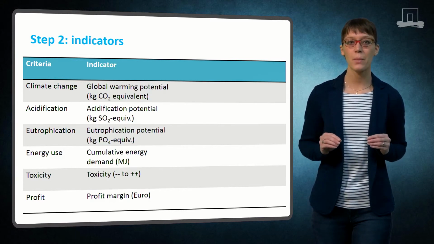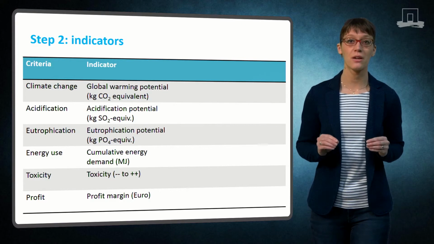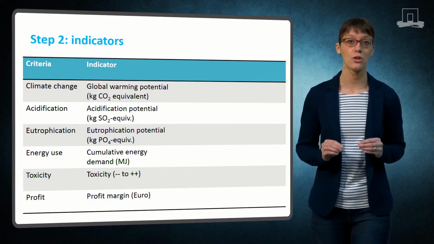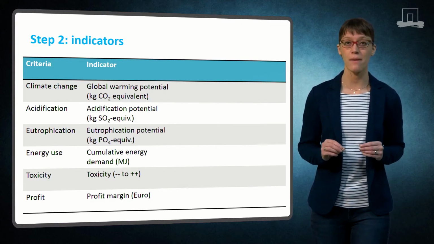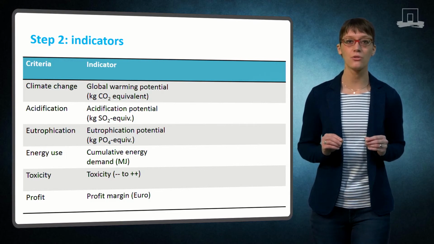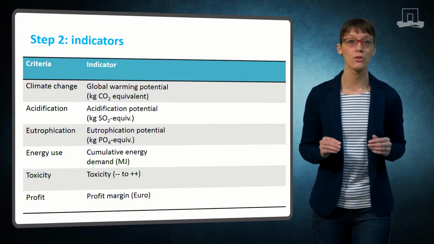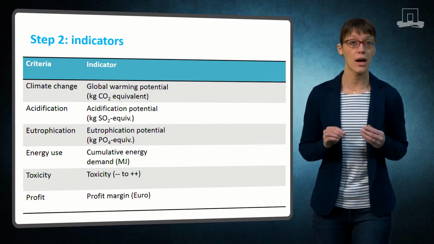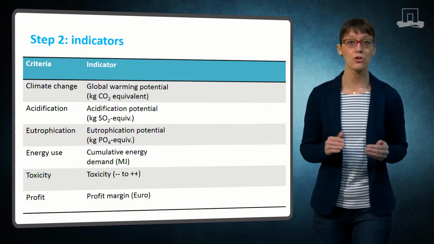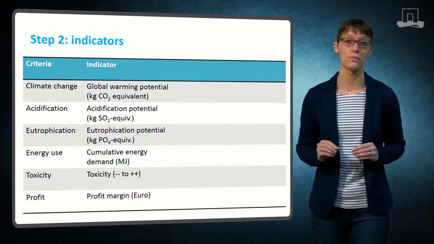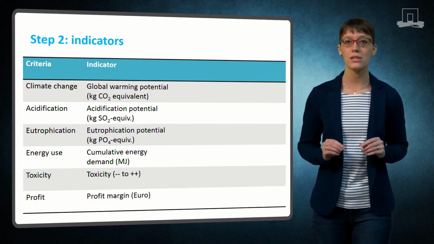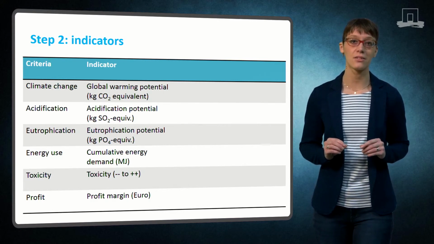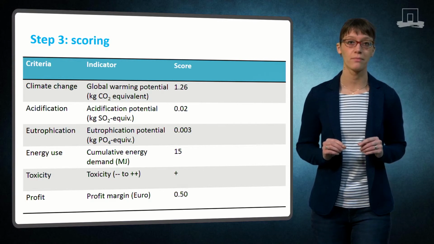The second step is to determine the specific evaluation indicators to use for the selected criteria. These indicators are used in the MCA to determine the overall sustainability score. For example, climate change can be indicated using the global warming potential. On the sheet you can see the criteria and the indicators that I have selected.